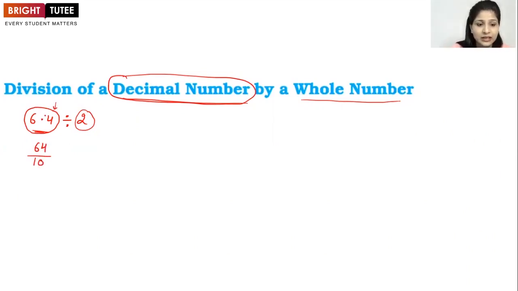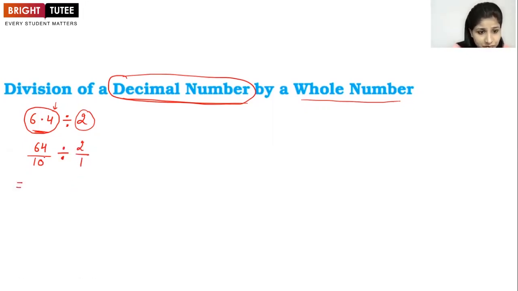If you remove the decimal, there is just 1 decimal place, so we say that is the 10th place, and we write 10 in the denominator. Now we have divided by 2. 2 can also be written as 2 upon 1. Every whole number can be expressed as a fraction.